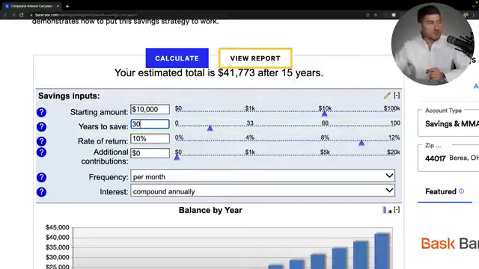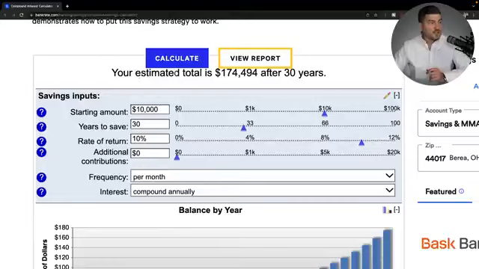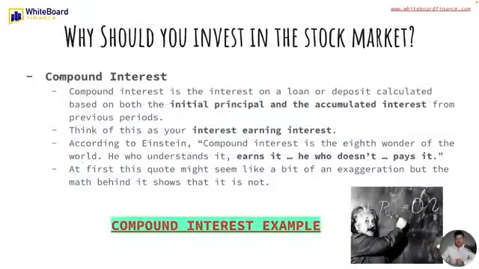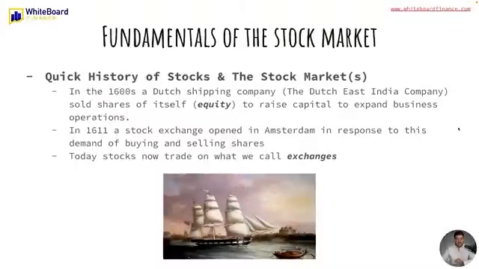And let's say we're invested for 30 years. Let's say you start early and you want to save for retirement. Well, guess what? Our 10 grand earning 10% is now turned into $174,494. See how powerful that is? So if we go back to this, you can see why compound interest is so important and why investing is so important instead of just keeping your cash under the mattress.